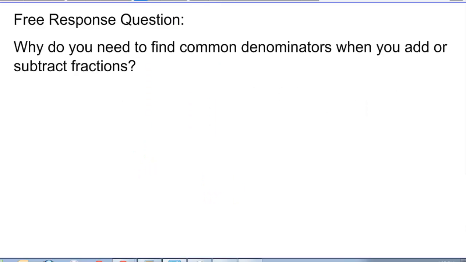So here's your free response question. You should pause the video now and answer the free response question on the form. Why do you need to find common denominators when you add or subtract fractions?